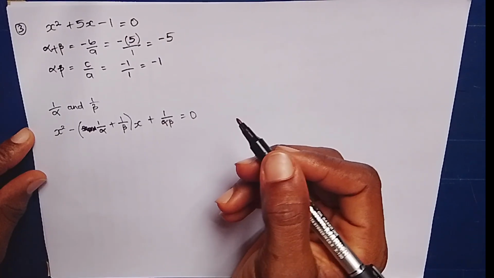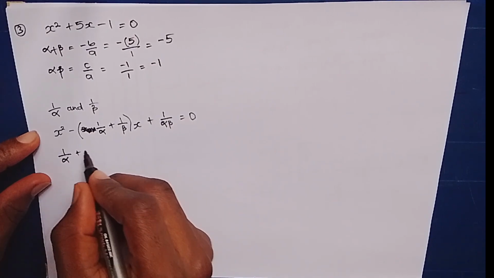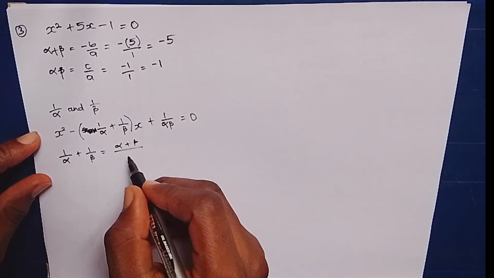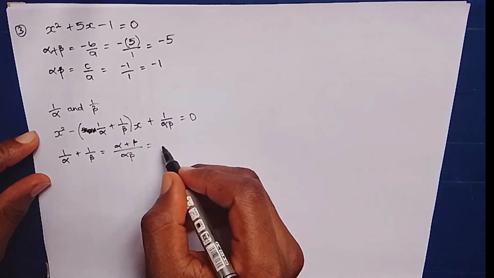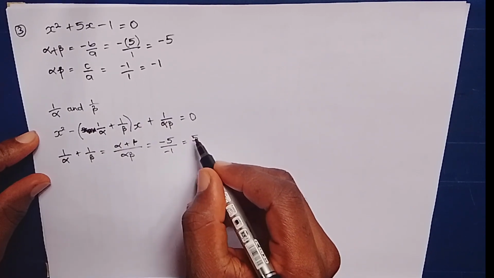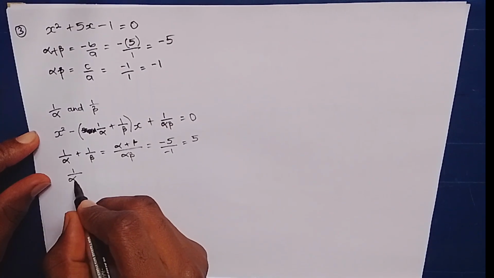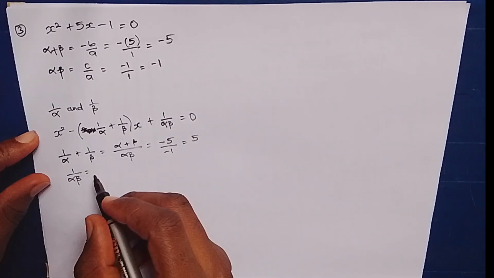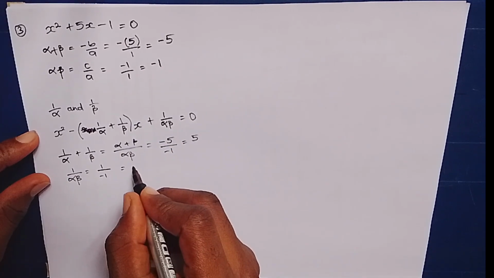So what we want to do now is find 1 over alpha plus 1 over beta. 1 over alpha plus 1 over beta is equal to alpha plus beta over alpha beta. Remember from our last example, we've already found our sum of the roots here. We have minus 5, and then our alpha beta is minus 1. So this means it's equal to 5. Then our product, 1 over alpha beta: our product is minus 1, so we have 1 over minus 1, which is minus 1.